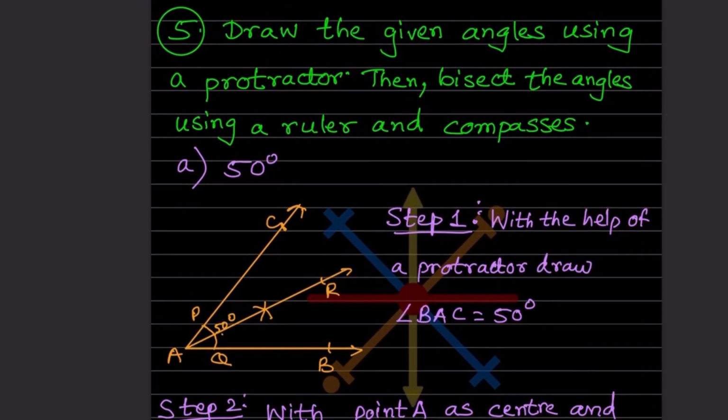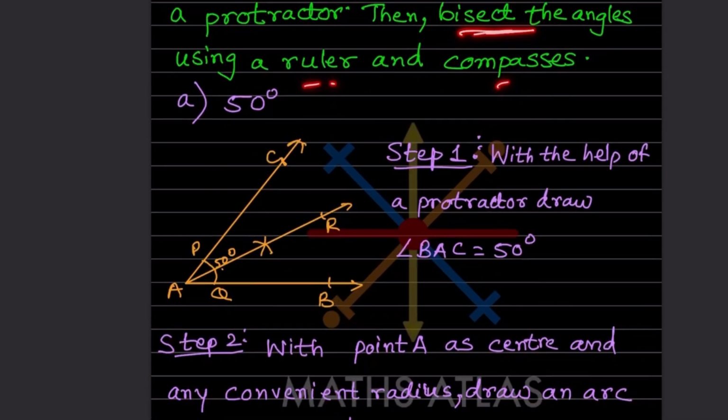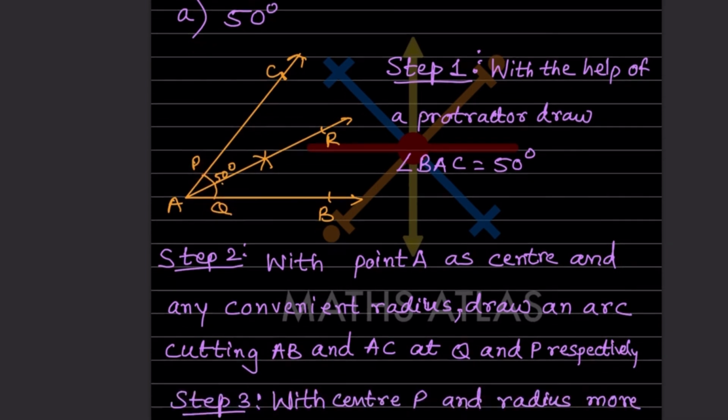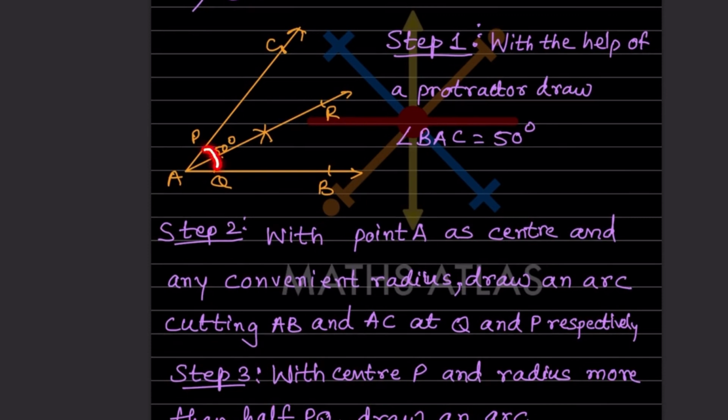The next step, they said, is to bisect the angle using a ruler and a compass. So take this point A as center, and with any convenient radius draw a small arc over here where it is cutting AB and AC. After drawing the small arc, you can name the points anything. I just name them P and Q. With center P, we will take a radius more than half of PQ. Now see here, this is half of PQ. You take more than half from P and draw from here.